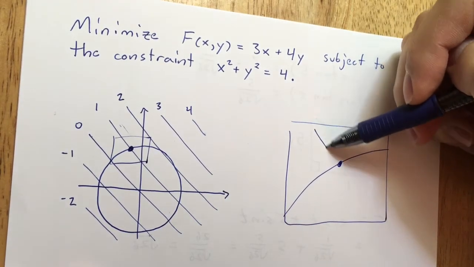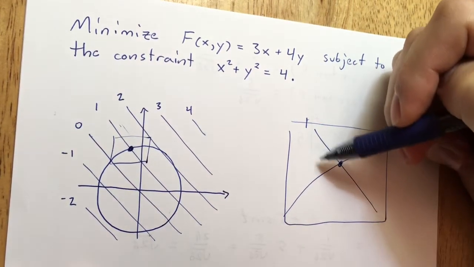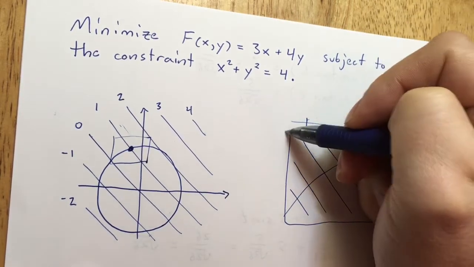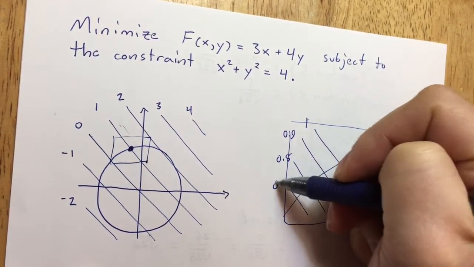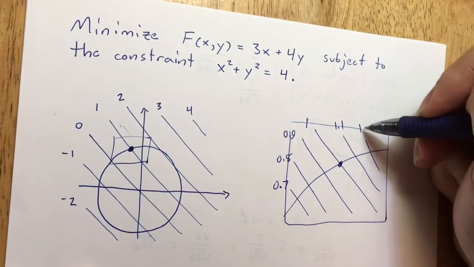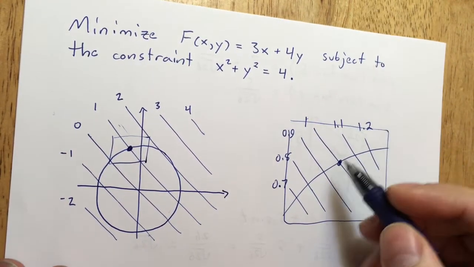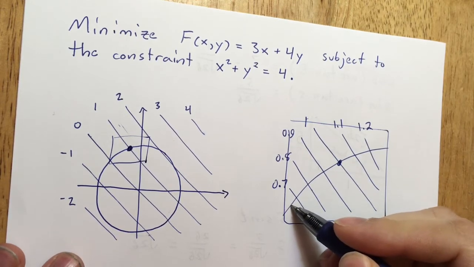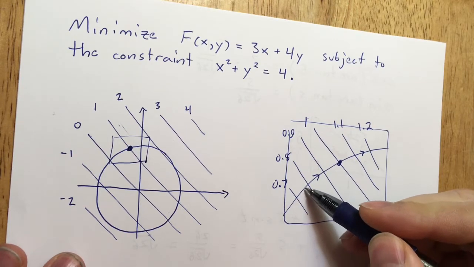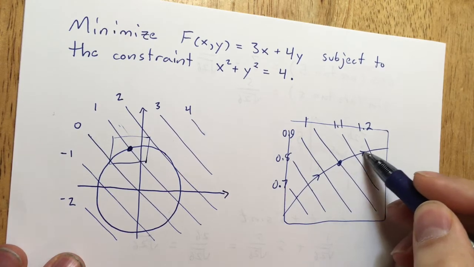This is the level curve corresponding to the value of the function equal to 1. And then we have other level curves nearby. We have maybe 0.9 and 0.8 and 0.7. And as I go to the right, I have 1.1 and 1.2. Okay? So let's ask the question, if I move along this curve in this direction, moving along the constraint curve, what's happening to the values of the function? Well, they're increasing, right? And they keep increasing.